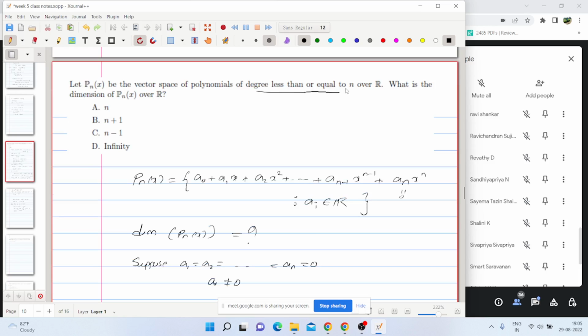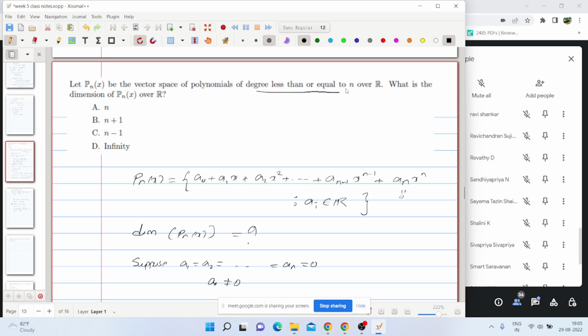Okay, you are asking when the case is less than n. If it is less than n, then is this a vector space? Yes, then also it will be a vector space, and less than n means the degree is less than or equal to n minus 1, right?